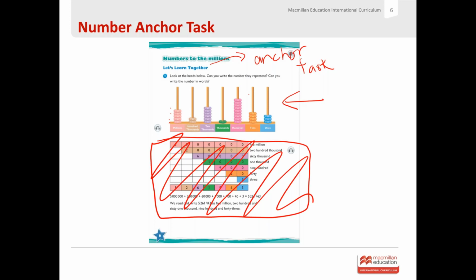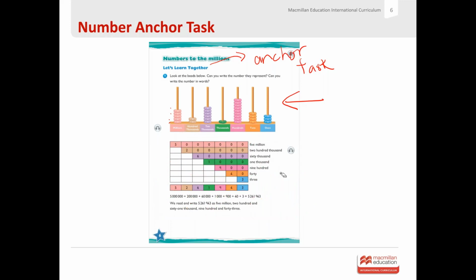So what I might ask my children to do is get a mini whiteboard and write down the number they think it represents and the number in words as well. And then talk to them about what they see here. Can they see this? What happens here? We've got 900, for example, right? What happens if I've got 1000 or 1100? How do I write that down?